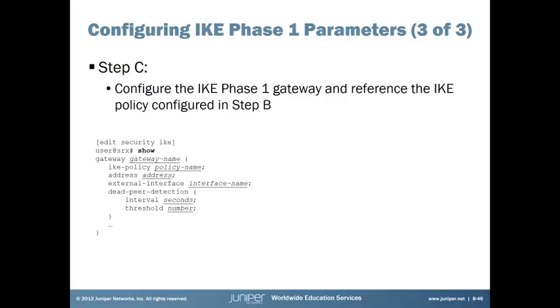So the reason we need that is so that if the other end is dead, we actually stop sending traffic down to the other end. So we say, we're going to try and see if the other end is alive every certain number of seconds, and if we don't hear from the other end after a certain threshold, we decide it's dead. Let's just say our interval was 5 seconds, and our threshold was 3. Every 5 seconds we're going to see if the other end is alive. If we don't hear from it after 15 seconds, we're going to decide it's dead. That's dead peer detection.